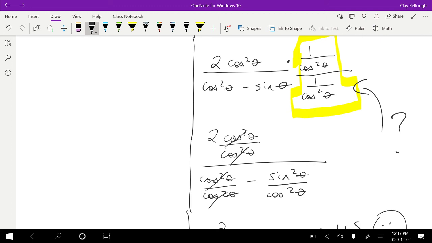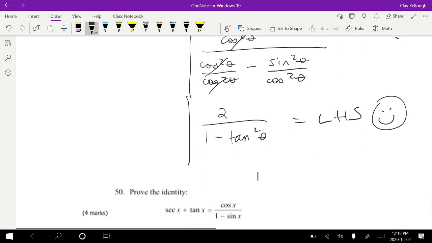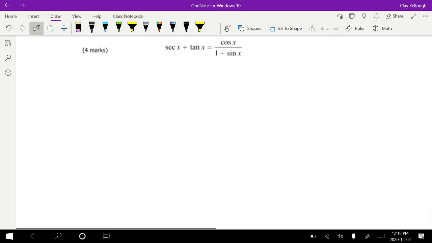I kind of looked at this and went, I need to get this thing canceled, this thing turned into a 1, and this thing turned into a tangent. What would make that happen? If they were all divided by cos theta, or cos squared theta, I should say. So that's what I did. Okay, one more.